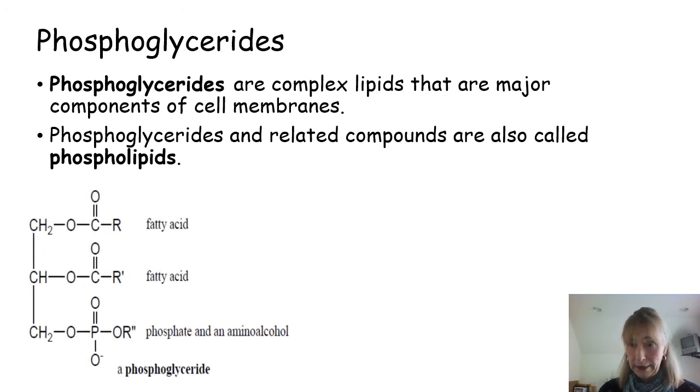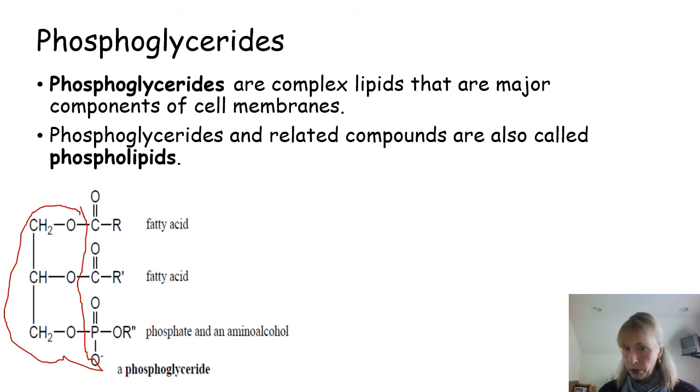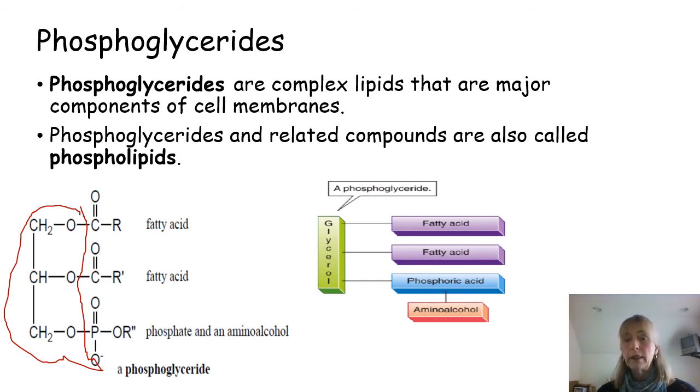What are they? Here's an example of a phosphoglyceride. Let's take a good look at it. You should all see the glycerol portion. We see a fatty acid, so nothing new here, an ester linkage, fatty acid. This is different: we see a phosphate. So a phosphoglyceride contains a phosphate and an amino alcohol. This sets the phosphoglycerides or the phospholipids apart.